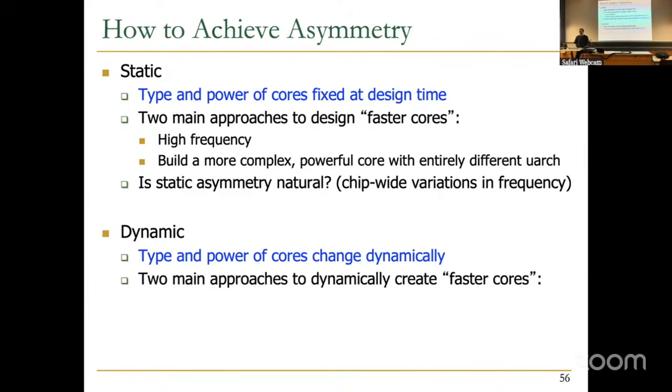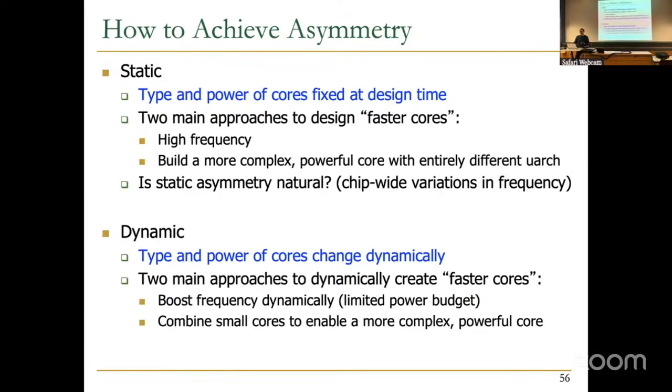Dynamic is, of course, more powerful in general. Basically, one way of achieving dynamic asymmetry is by boosting frequency. I'm going to talk about that a little bit. That's an easy way of achieving it. That's why everybody did this earlier. Now people are doing asymmetry also. So both of these are done. Well, not the dynamic combining. That part is not done. But boosting the frequency dynamically is done. And static asymmetry is done today.